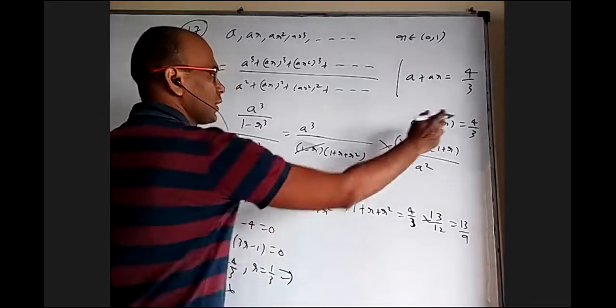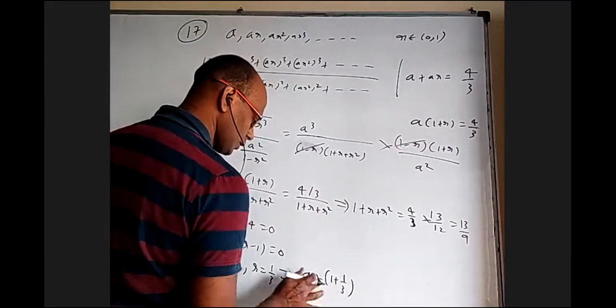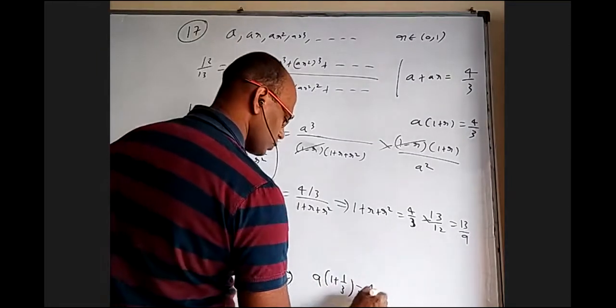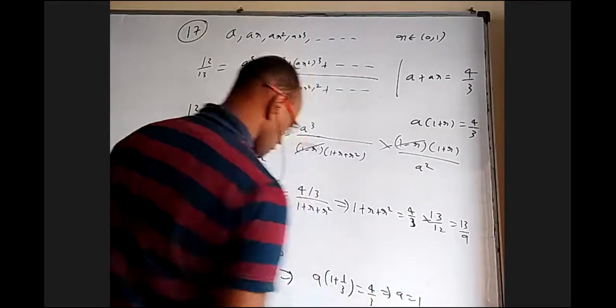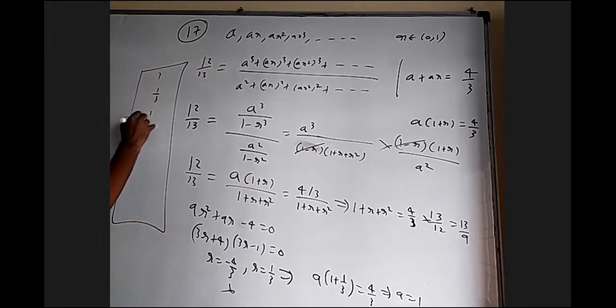And if you put it here, you get a into 1 plus 1 by 3 is 4 by 3. So a equal to 1. So that's it. We got the first term and common ratio. I think the whole GP you can write it. Okay. So the GP will be 1, 1 by 3, 1 by 9, 1 by 27, and 1 by 81.